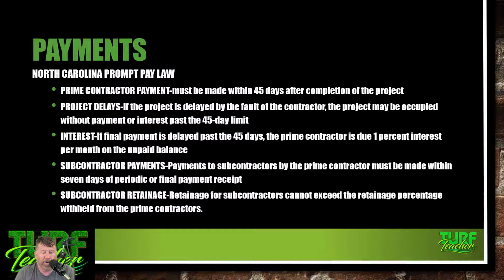And then the retainage for subcontractors cannot exceed the retainage percentage withheld from prime contractors. So if the GC submits their bill to the owner and the GC is paid, but there is a retainage held for it, they can't hold more retainage from you than what has been withheld from them. So if they're holding 10% on the builder, he can only hold 10% on your final payment for retainage.